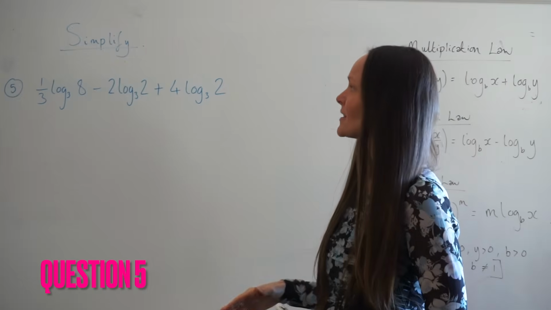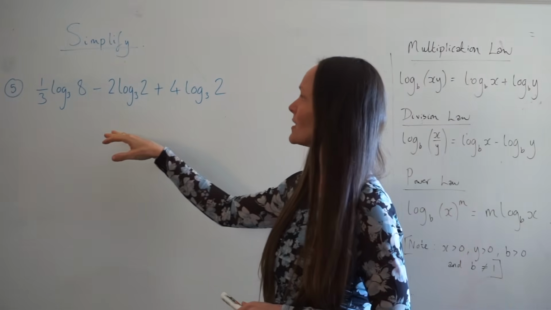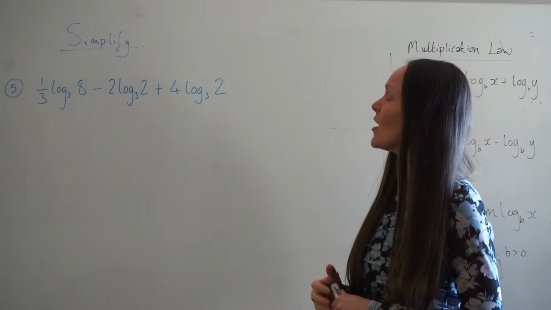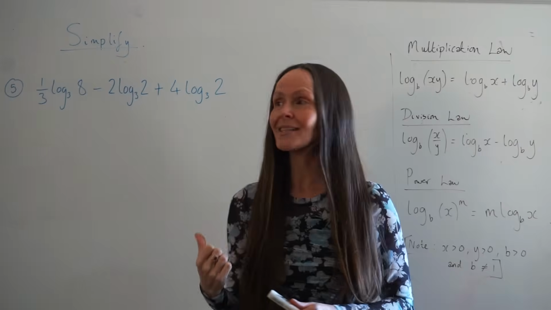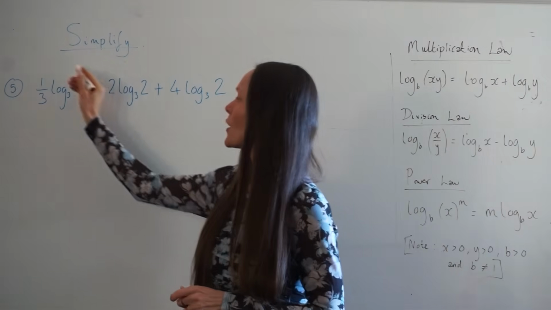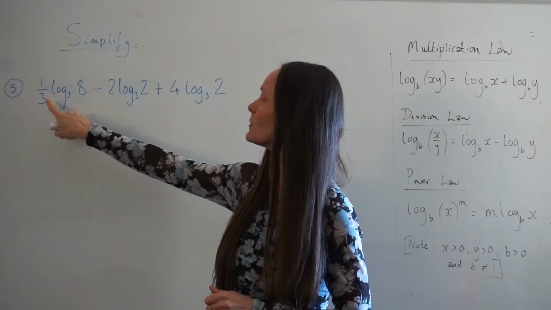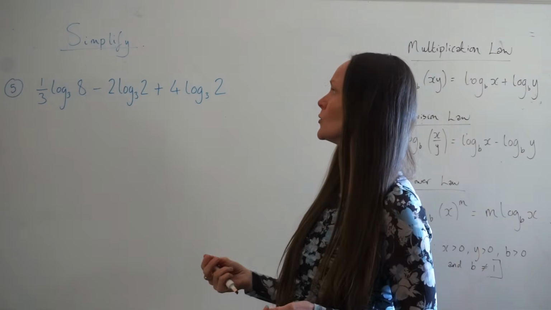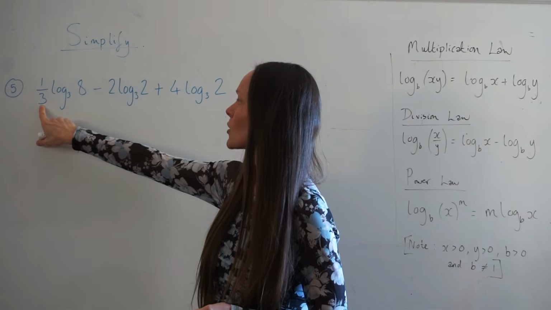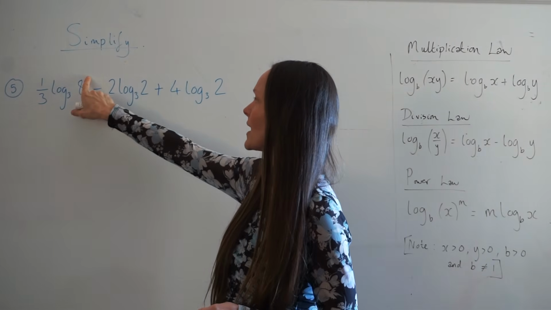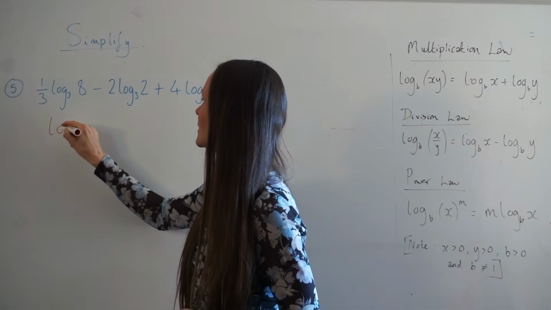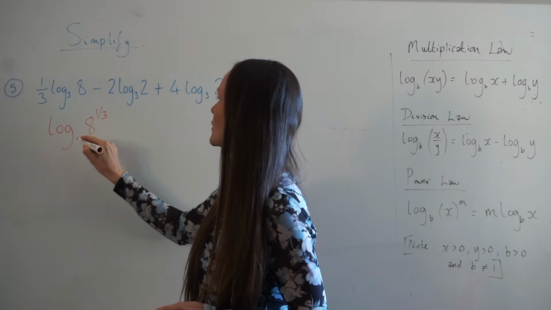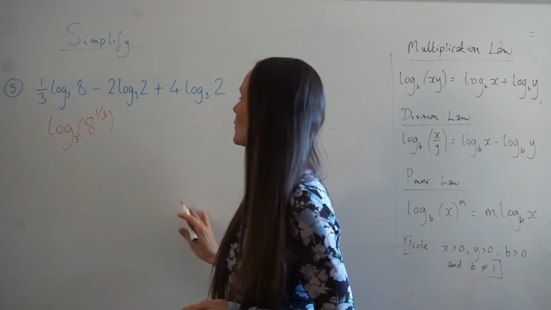In question 5, we have to simplify a third log 8 base 3 minus 2 log 2 base 3 plus 4 log 2 base 3. Again, I'm going to try and write this as a single logarithm. If we look at the first term, I can see the logarithm is being multiplied by a third, so it's the power rule that we need to use. This number here, a third, is going to become the power for the 8. So when I rewrite it using the power rule, it's log 8 to the power of a third base 3. There's the first term.